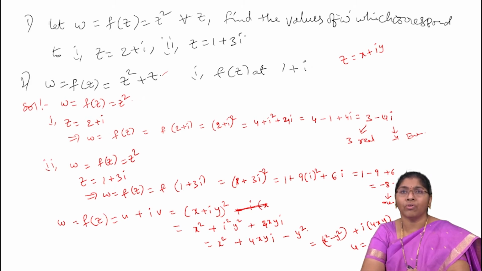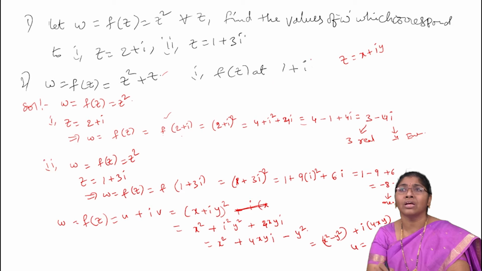Now w equal to f of z, with z equal to 2 plus i. The first concept we are considering, the first part, is 2 plus i. Now substituting f of 2 plus i, that is 2 plus i whole square. Then substituting the expansion of a plus b whole square, we get 3 plus 4i. Here 3 is the real number and 4 is the imaginary number. Which one is the real number, which one is the imaginary number?